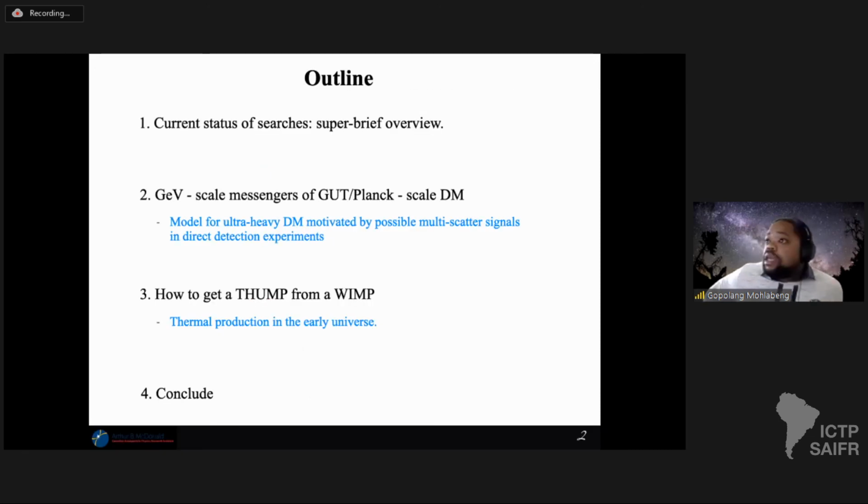So the outline for this talk: I'm going to give a very, very quick overview of current searches for dark matter. I'll talk about a model for ultra-heavy dark matter that is motivated by possible new striking signatures in direct detection experiments. And then I'm going to discuss how we could possibly produce these kinds of particles in the early universe.